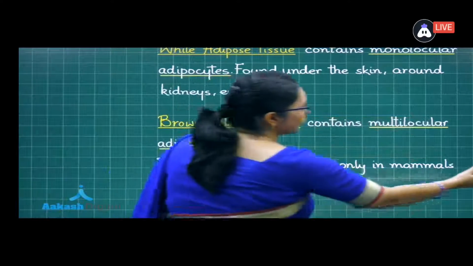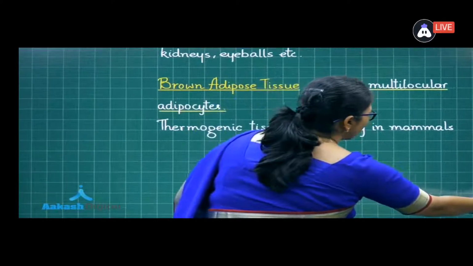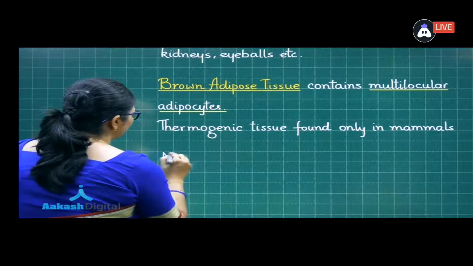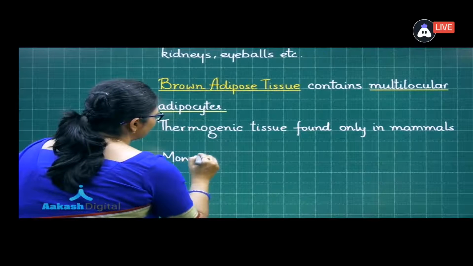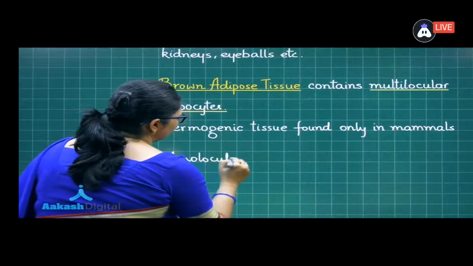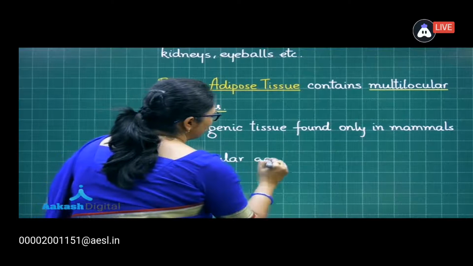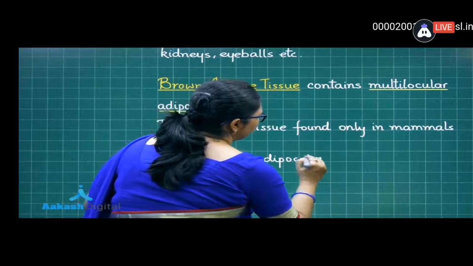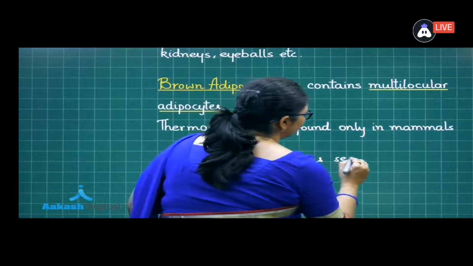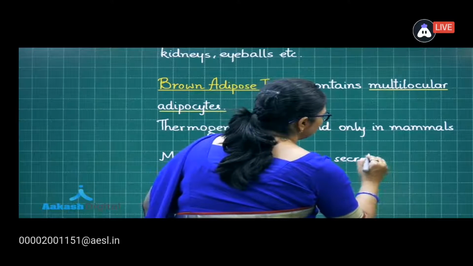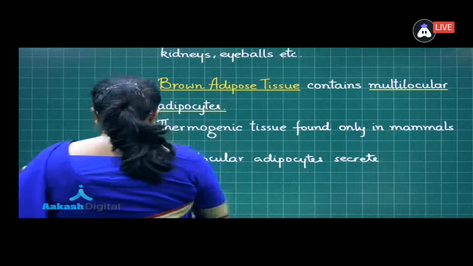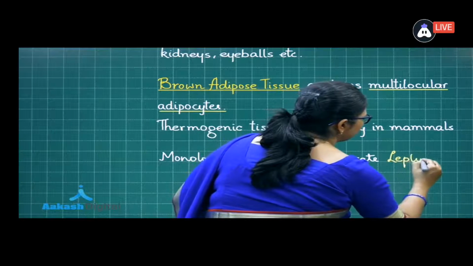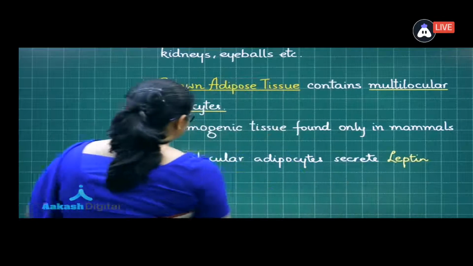Then there is one more special thing, that these monolocular adipocytes secrete a hormone also: the leptin hormone.